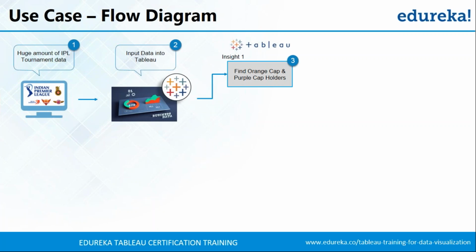So the first thing we'll do is we'll find the orange cap and the purple cap holders throughout all the seasons. So you know that an orange cap holder is the one who scores the maximum number of runs in a particular season, and a purple cap is awarded to the person who gets the most number of wickets in that particular season.